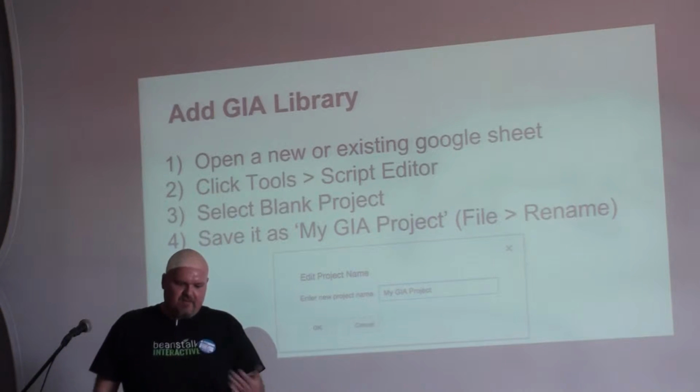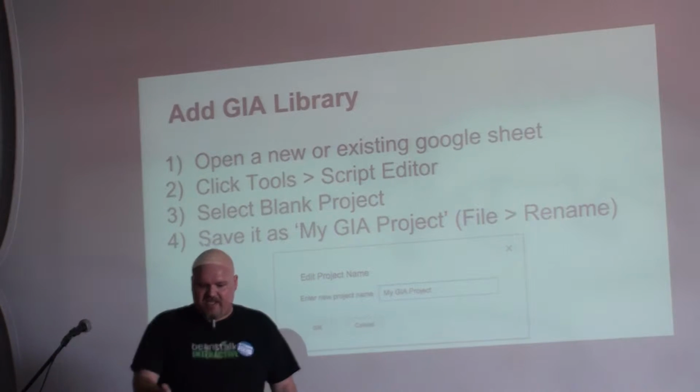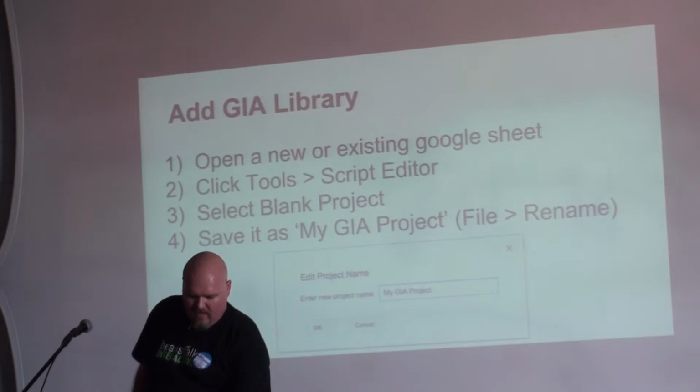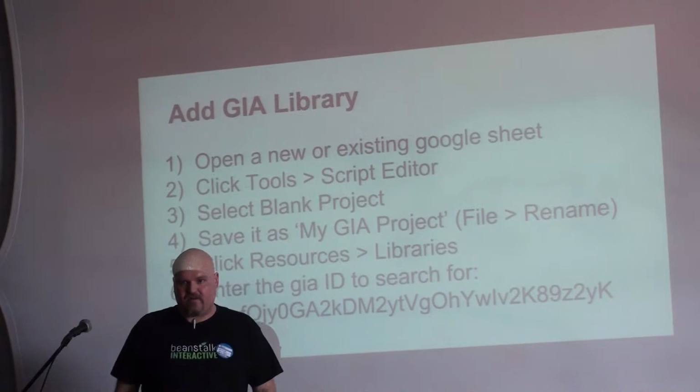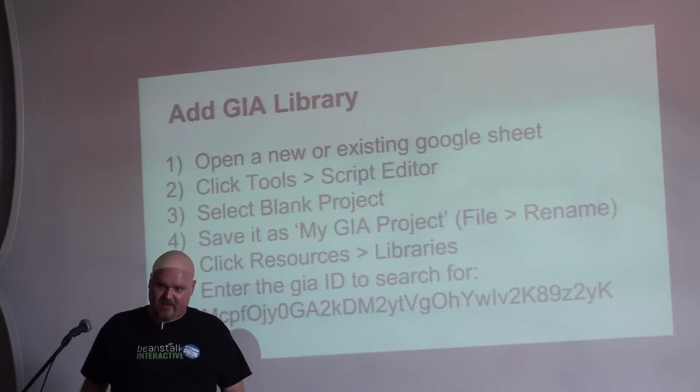Basically delete, but before you delete it, save it once. You want to rename it, and then you'll have the file name, my Gia project or whatever else you'd like to call it. Once you've got that saved, then you go to your resources and libraries, and this is where you have to copy this long code.